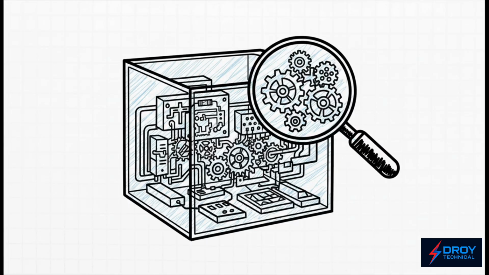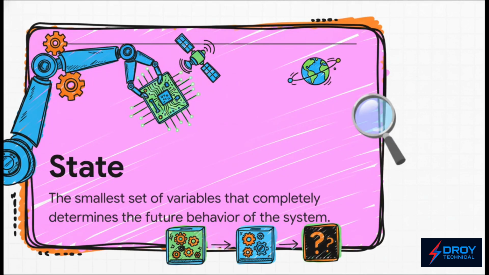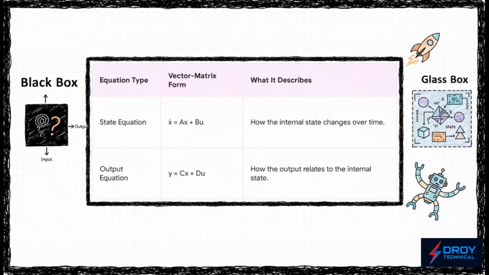We're not just looking at what goes in and what comes out anymore. With state space, the goal is to describe the complete internal condition of the system at any single moment in time. And that internal condition has a name, the state. The state is like a perfect snapshot. It's the absolute smallest list of variables you need, like position, velocity, temperature, to know everything important about the system right now. If you know the state, and you know the inputs from now on, you can predict the system's entire future perfectly.